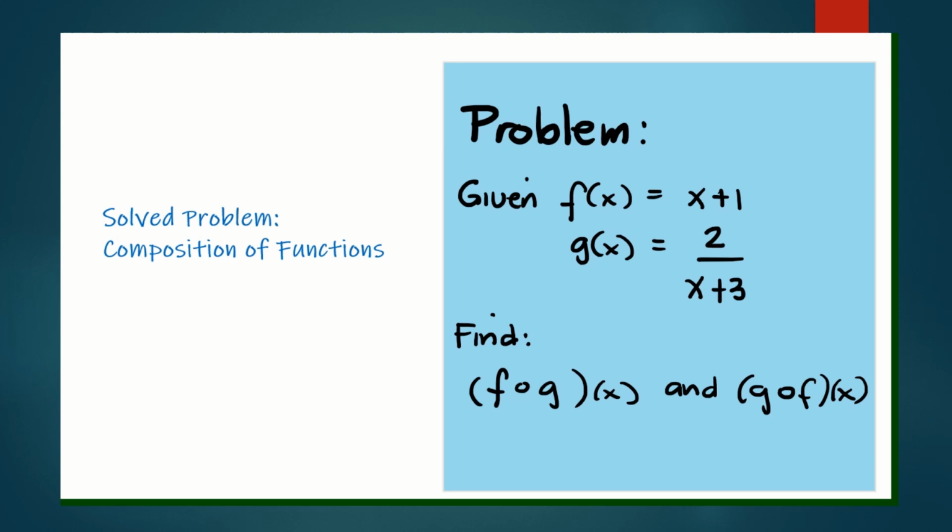Hi, in this video I'm going to solve one problem on composition of functions. For composition of functions, we know that we have to compose functions when we have the symbol circle for two functions. Take note, this is different to the dot symbol, because a dot symbol means to multiply. A circle, on the other hand, symbolizes that we have to do composition of functions.